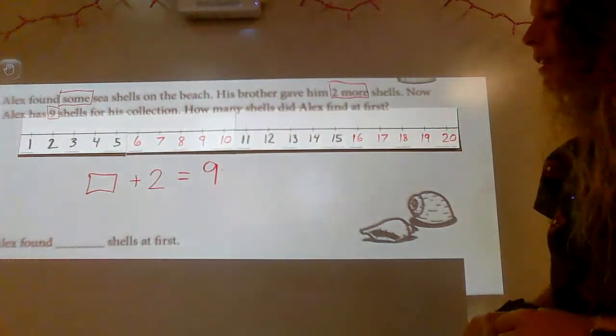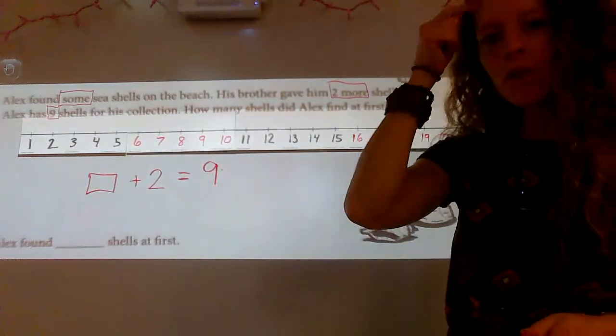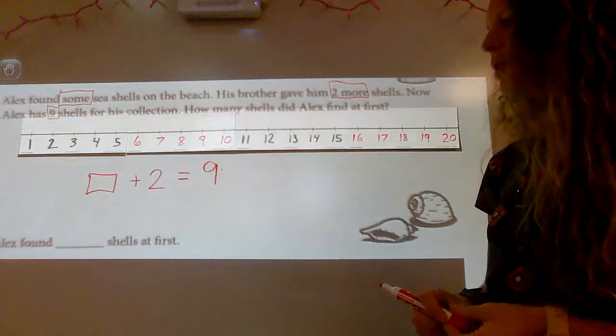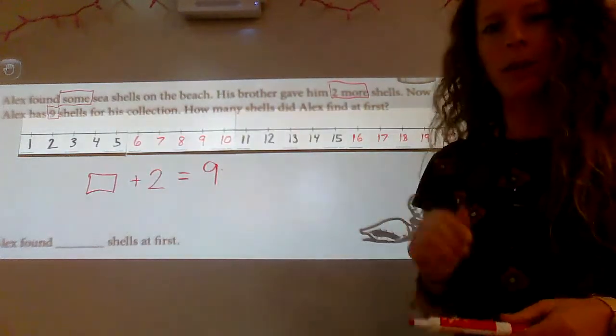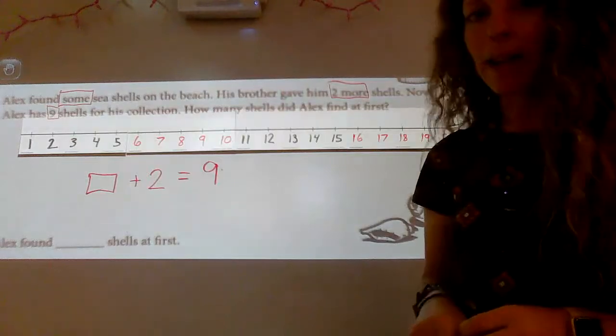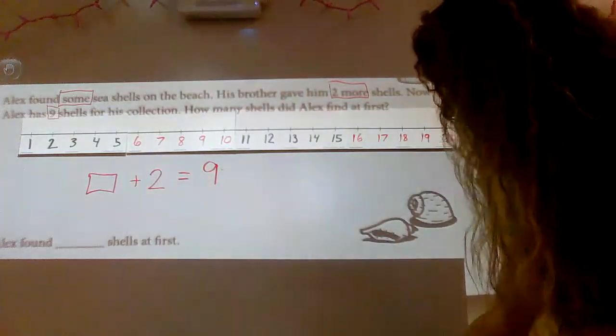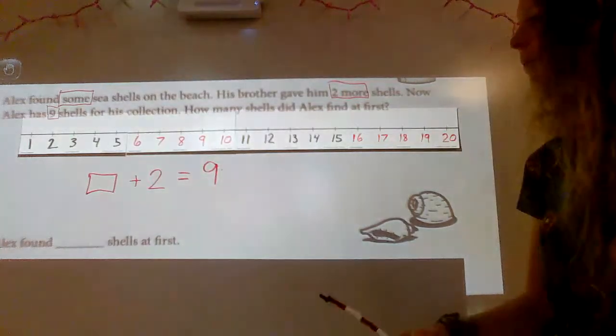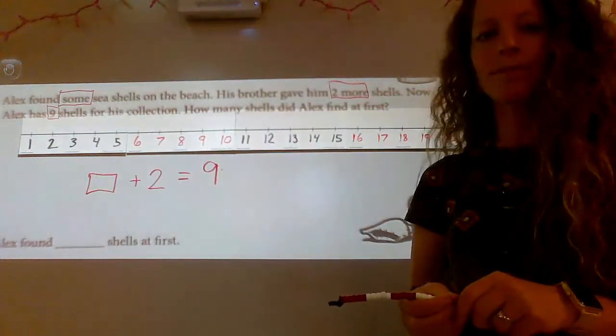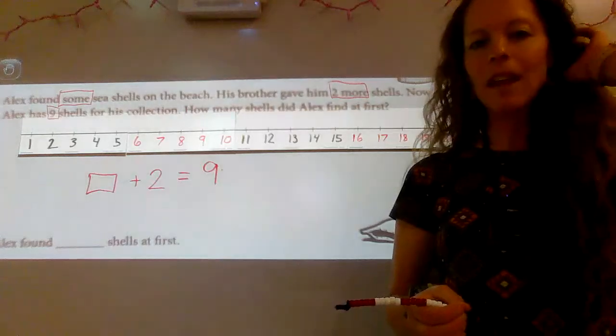How are we going to solve it? Use a mental strategy to figure out what plus 2 equals 9. Or do the reverse equation. 9 minus 2 equals what? Have you figured it out?